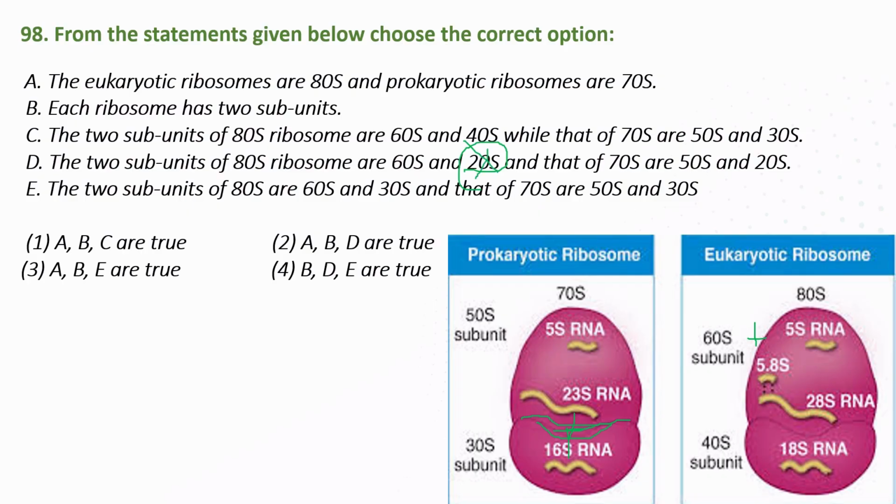And that of 70s also 50s and 20s. Here they have given the 20s. There are no 20s subunits in the ribosomes. Okay, so this option is wrong.